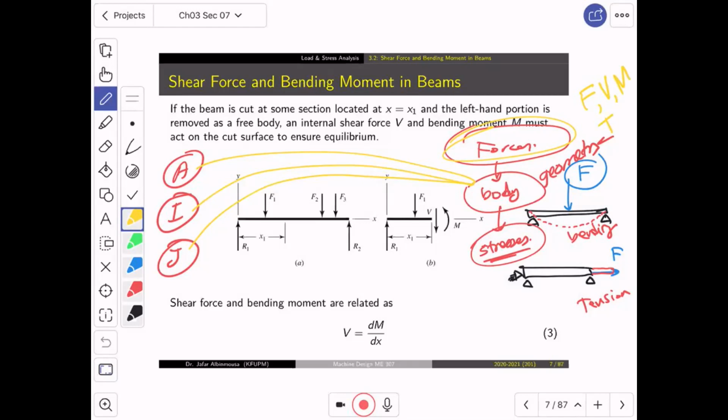What will happen if we put the forces with the geometry together? We get stresses. Now, what kind of stresses? We all know what kind of stresses. Sigma X, Sigma Y, Sigma Z, Tau XY, Tau YZ, Tau XZ, and so on. Okay. Now, one of the most fundamental principles that allows us to understand what kind of stresses are generated in the body are the shear forces and the bending moments.